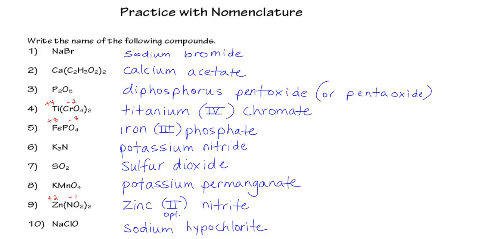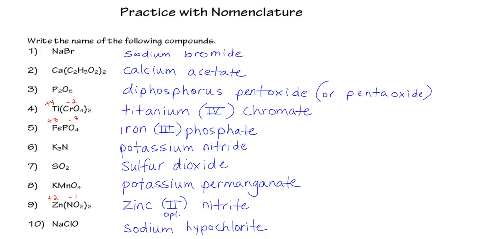To find the charge on that transition metal, you kind of work backwards. So like with number 4, this titanium compound, I looked up chromate, CrO4, or maybe you have chromate memorized by now. That's impressive if you do. Chromate has a charge of -2 or 2-. In this formula, there are 2 groups of chromate, which gives me a total charge of -4. There's only one titanium, so to make this neutral, it must be titanium 4.